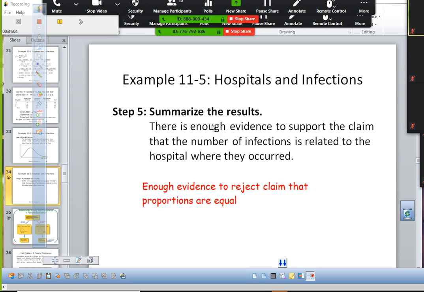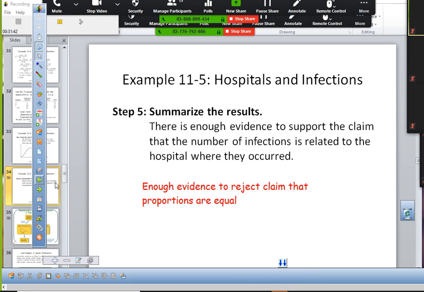Or you could do it the fancy way, the real way, and say there's enough evidence to support the claim, because we claimed that the number of infections is related to the hospital where they occurred. So here H1 was my claim. Your homework is going to make you pay attention to that. If they're talking about related, or not equal to, or dependent, it's going to be H1. If they're talking about independent, or equals, or not related, or no relationship, then that's going to be H naught. So you just have to work with that.